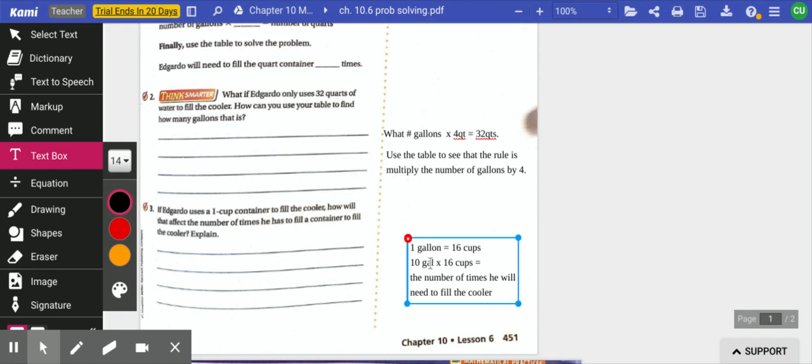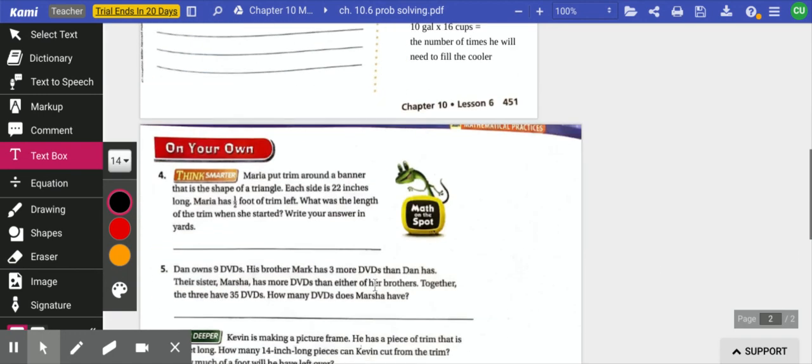Well, it just means that if he has a 10-gallon container and it takes 16 cups for 1 gallon, we can multiply that to know how many cups he's going to need, which is 160. That's ridiculous, because why would you fill something up 160 times to fill up a container? It's a lot of work, Eduardo.